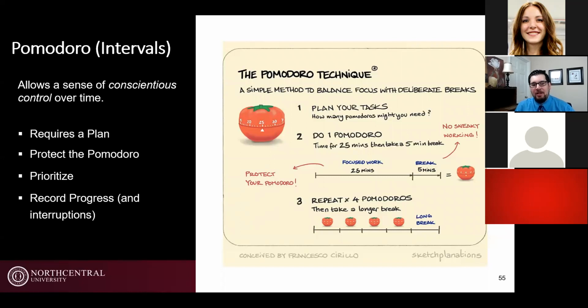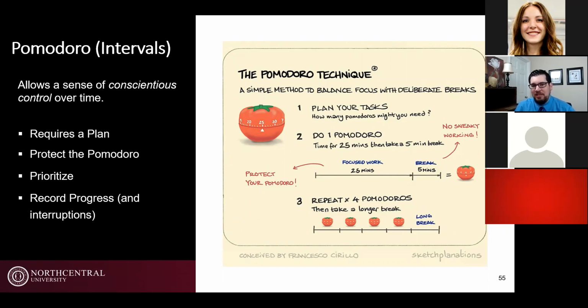The Pomodoro Technique uses intervals to allow a sense of conscientious control over time, a feeling that we are controlling time rather than time just passing us by. A common Pomodoro plan is to have 25 minutes of focused work and then 5 minutes of rest and reflection before beginning another interval. I use 4 intervals at a time, which is 2 hours. The technique requires a plan that you can estimate and modify in terms of time and effort as you proceed.